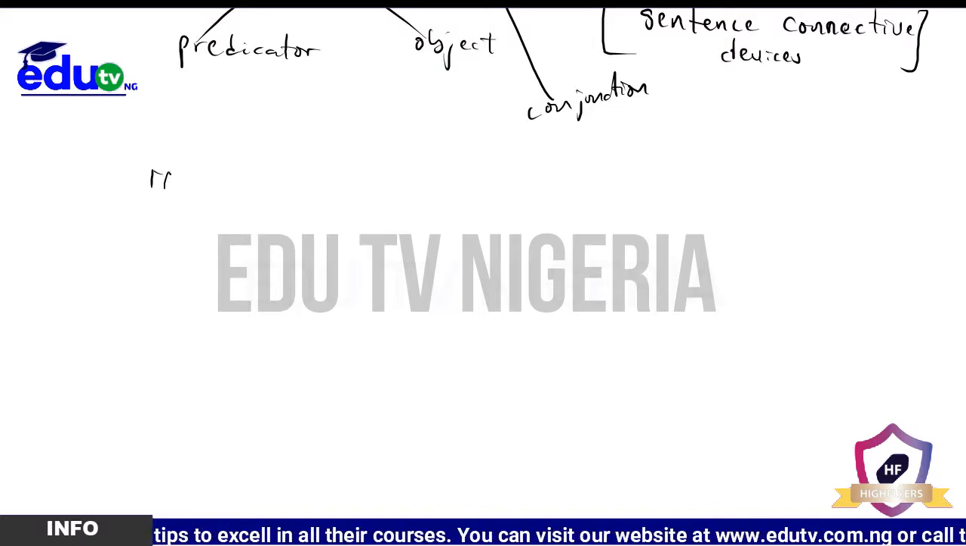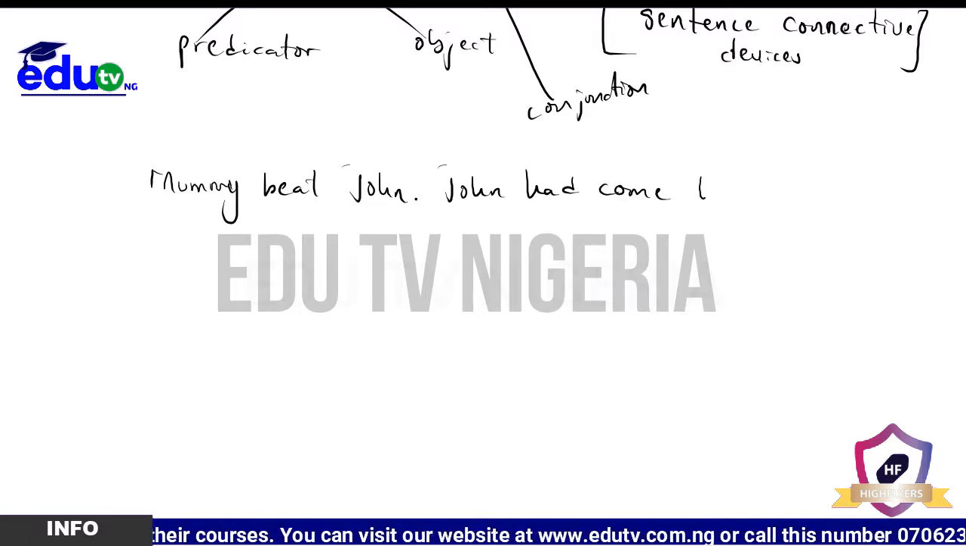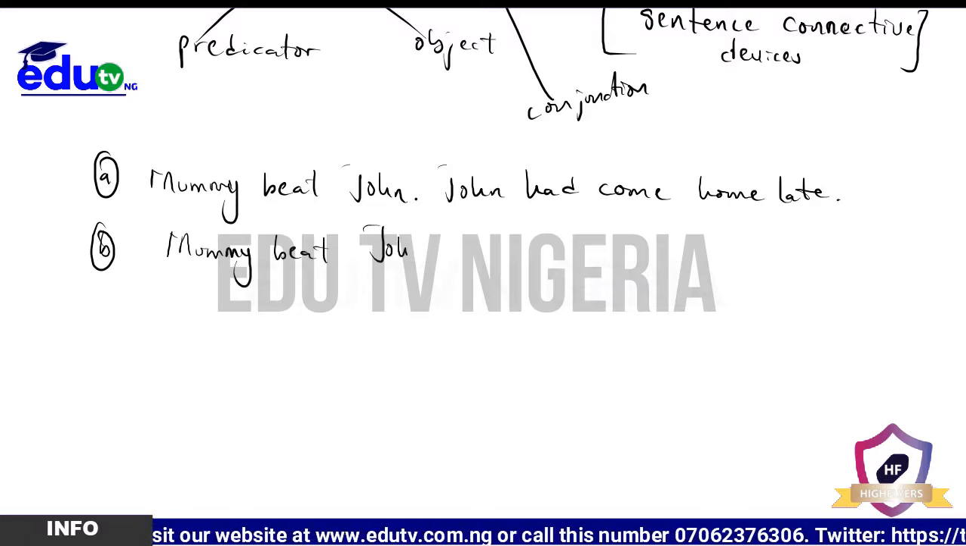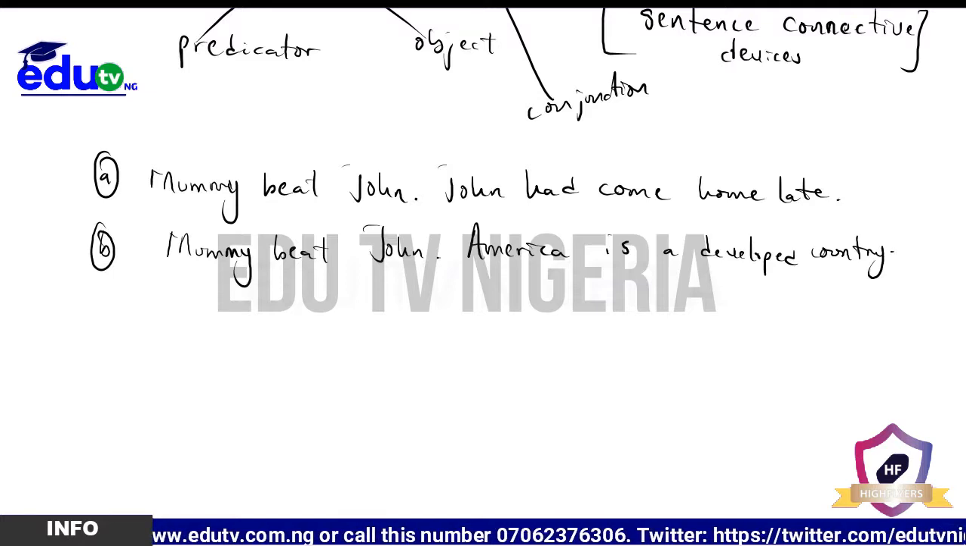Now look at this sentence. Mommy beats John. John had come home late. Now this is a sentence. Let's give another sentence. Mommy beats John. America is a developed country. Now look at these two examples, A and B.